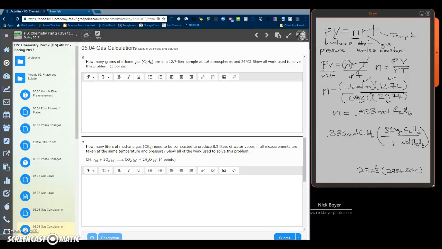All right, and then I do that math, which is 0.833 times 30. Remember, my moles have crossed out, and so now I'm in the unit of grams of ethane, and that's where I want to be. And so once I do the math, I now have 25.0 grams of ethane. And so there's my answer.